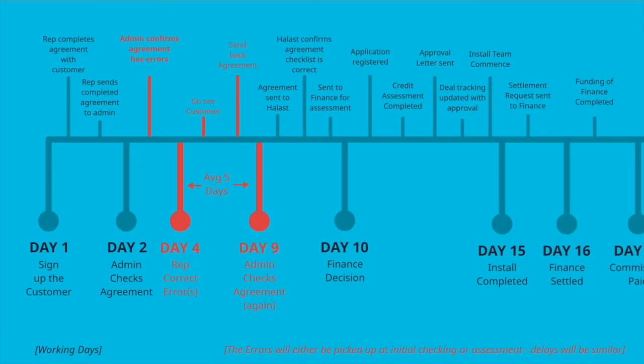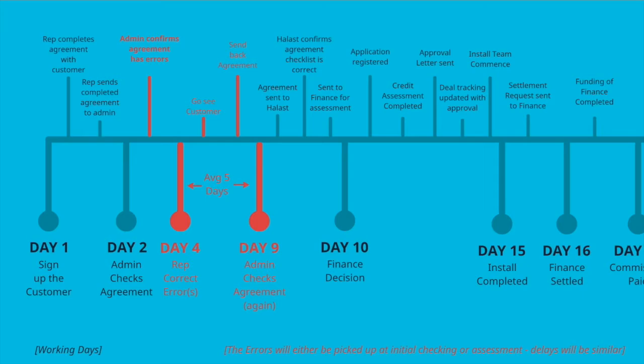Where there are errors in the agreement, 2 things happen at checking or alternatively at assessment. Number 1, the assessment process is paused until the errors are corrected. Agreements cannot be assessed for approval where errors exist. Number 2, you as the sales rep may need to go back out and see the customer to get that extra signature or piece of information, whatever the error might be.